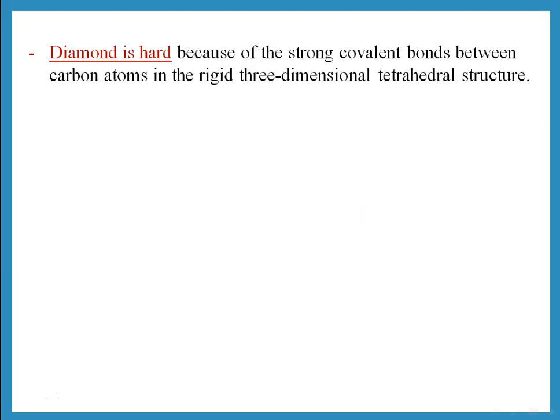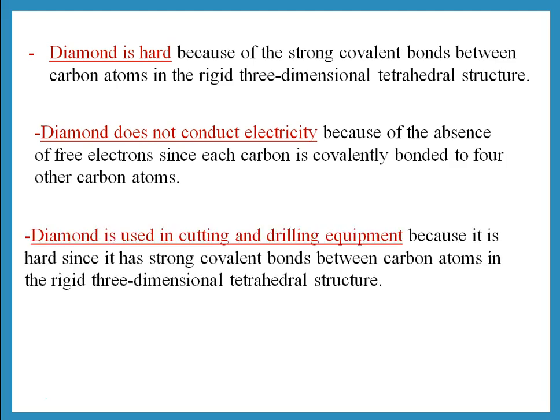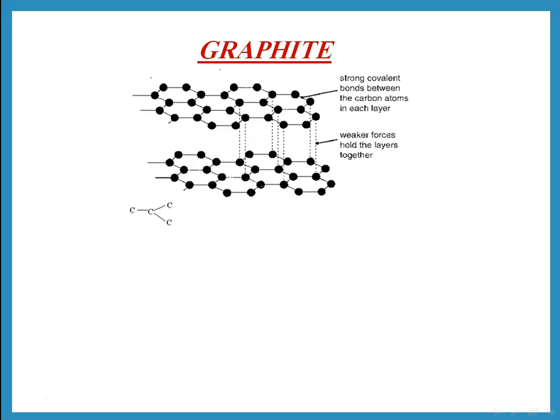That is why diamond is hard. So if we say why is diamond hard? Because of the strong covalent bonds between the carbon atoms in the rigid three-dimensional tetrahedral structure. If we say diamond, does it conduct electricity? No. Why? Because of the absence of free electrons. The carbons have used up all their electrons to make bonds, so there are no free electrons. And because it is hard, diamond is used in cutting and drilling. Why is it hard? Because it has strong covalent bonds between carbon atoms in the rigid three-dimensional tetrahedral structure.